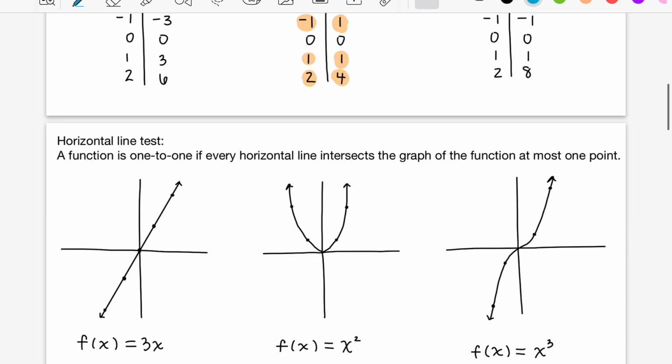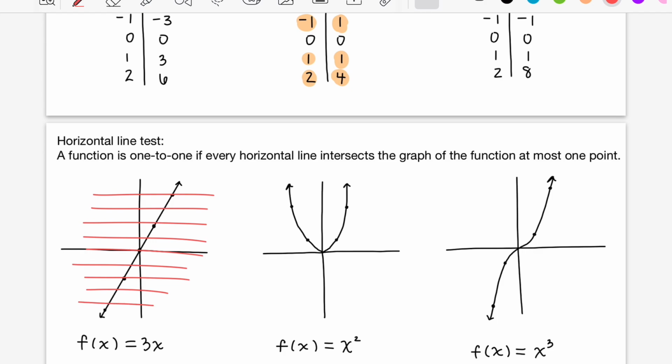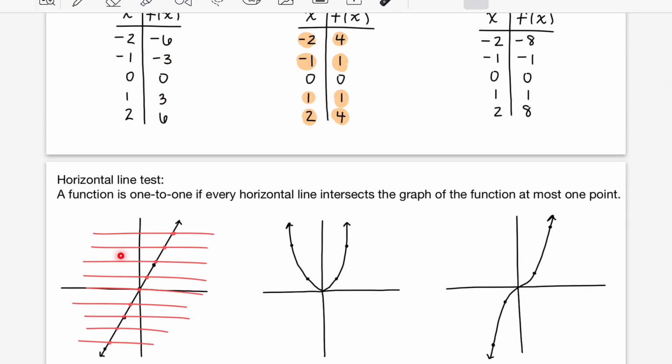Now if we were to do the horizontal line test, we're just going to draw a bunch of horizontal lines like this on our graph. And as we can see, every single one of these lines only intersects our graph at one point. We already know that this function is one-to-one, but the horizontal line test confirms it as well.